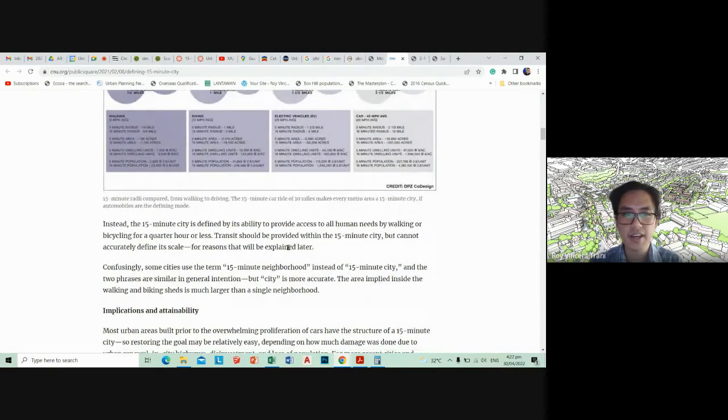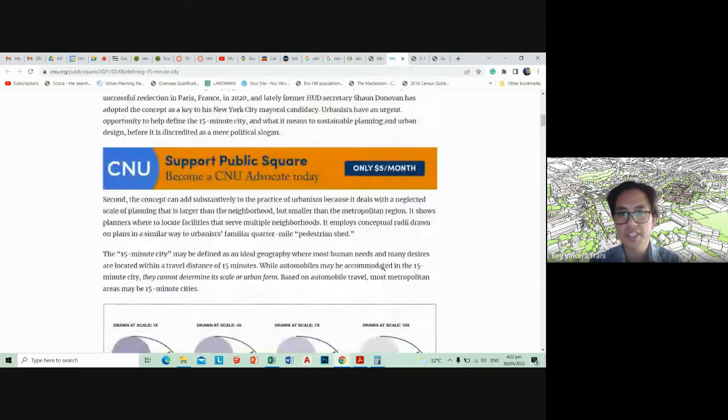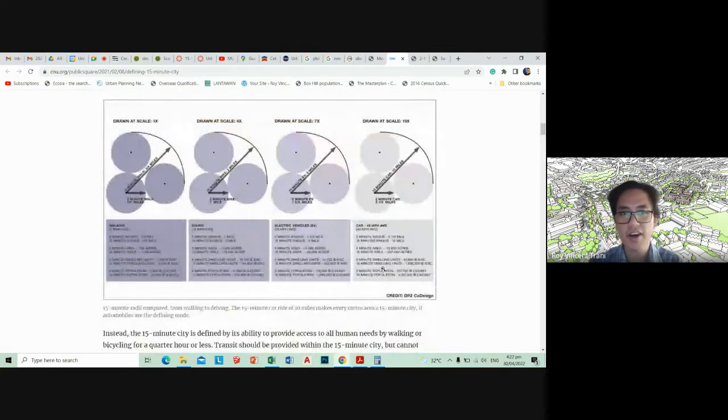So instead of automobiles, the 15-minute city is defined by the ability to provide access to all human needs by walking or cycling for a quarter hour or less. So transit should be provided within the 15-minute city, but cannot accurately define its scale, for reasons explained later. So again, it focuses on more people-friendly transportation and moving away from the car.